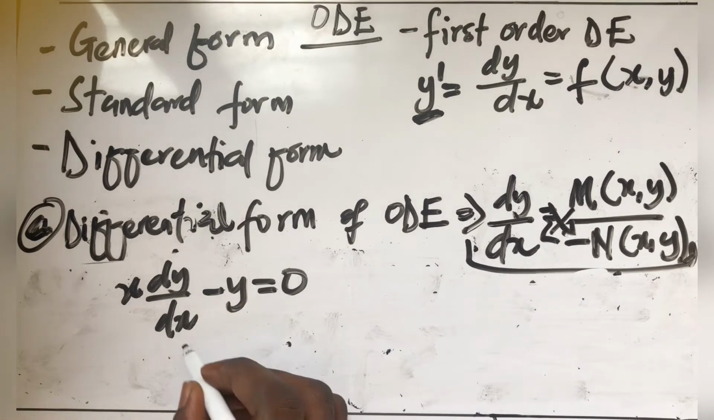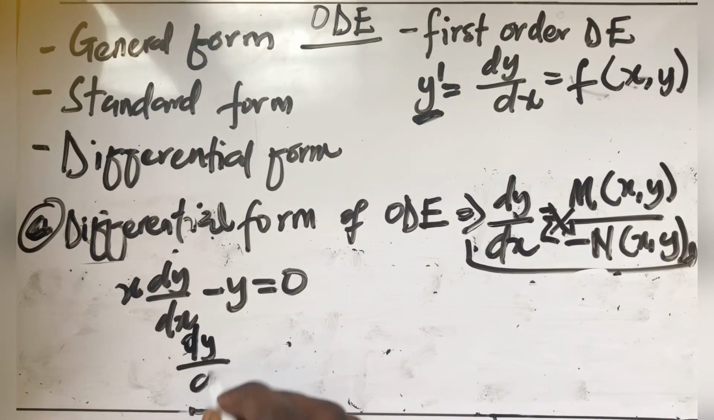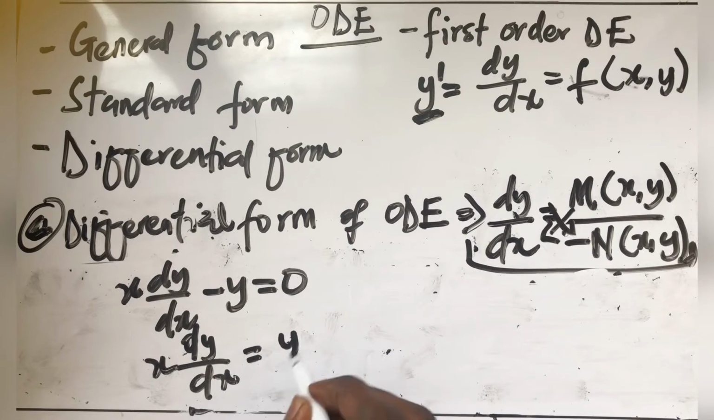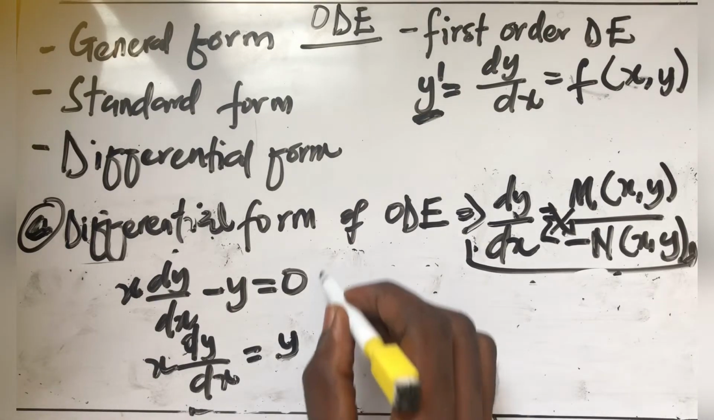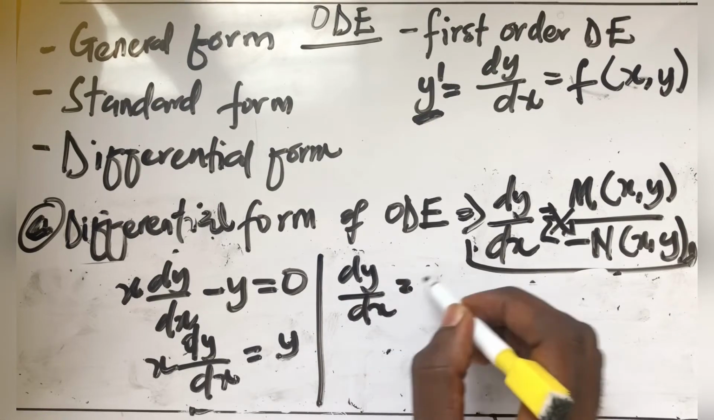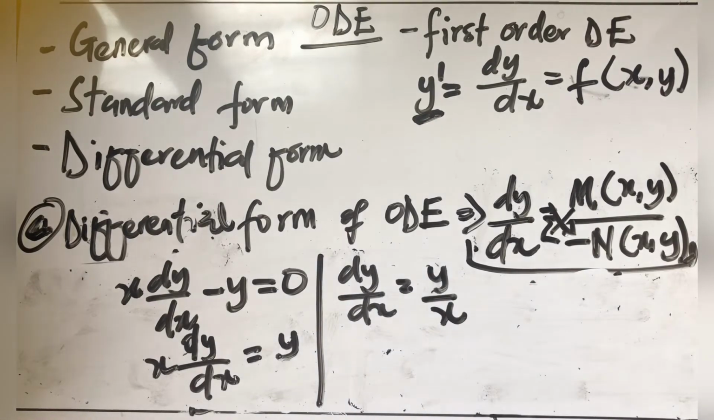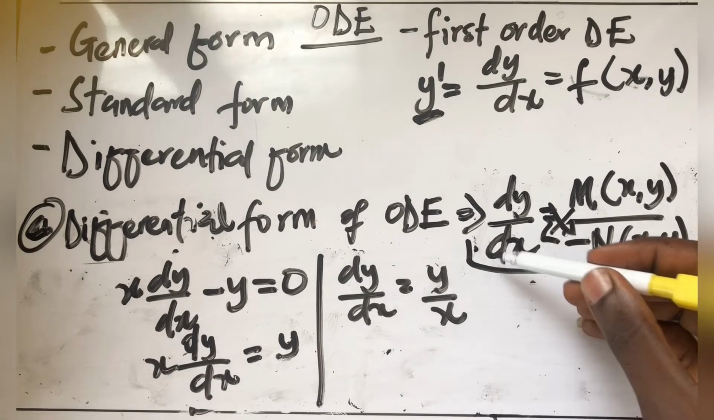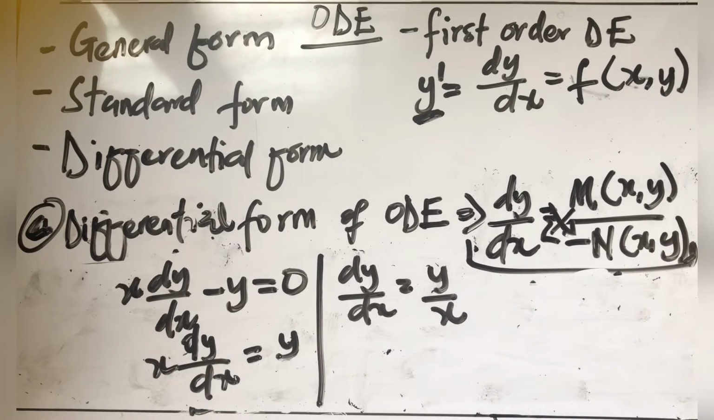So we have x times dy dx equal to y, and then this will further simplify to dy dx equal to y on x. Now we want to write this in differential form. So this is now in standard form. So we are grouping all y's and then grouping all x's. So from here you can notice that we can group all x's and group all y's.